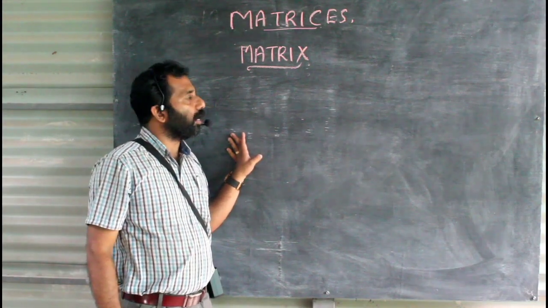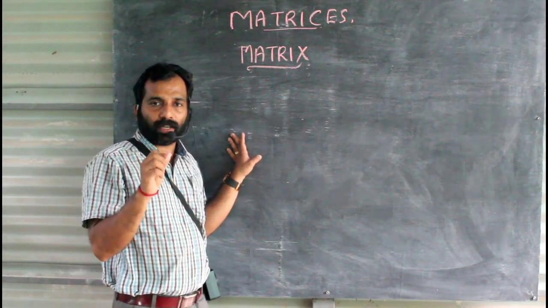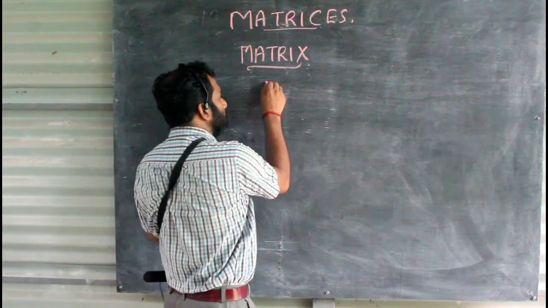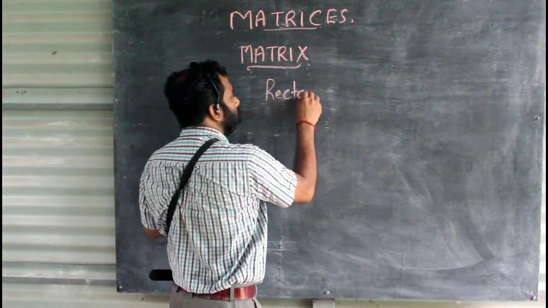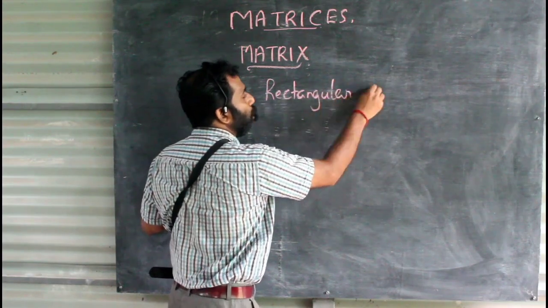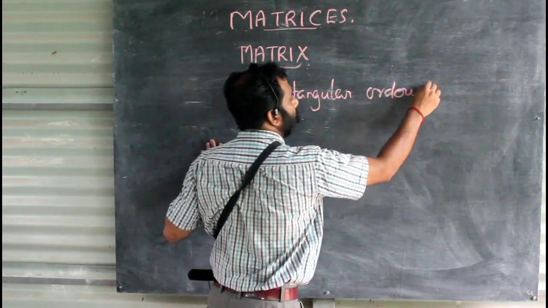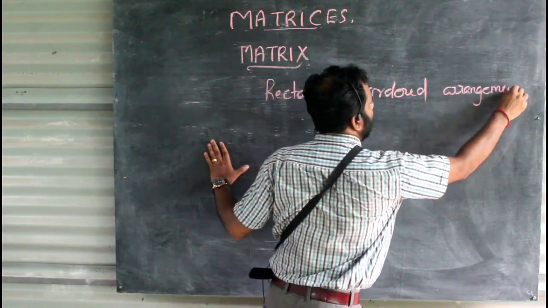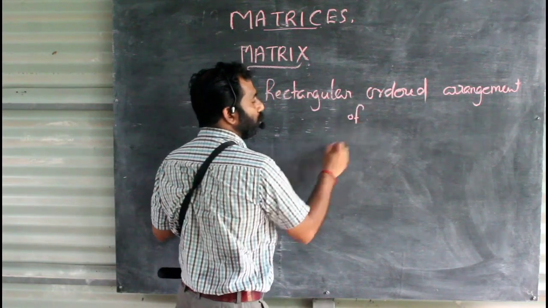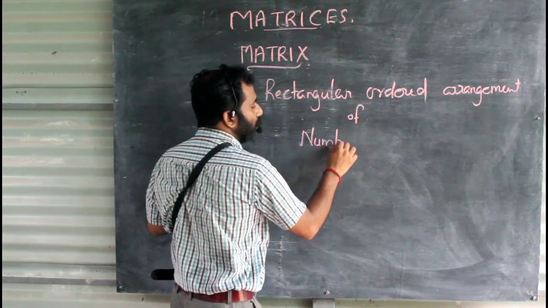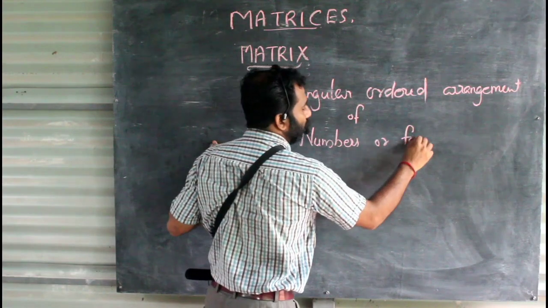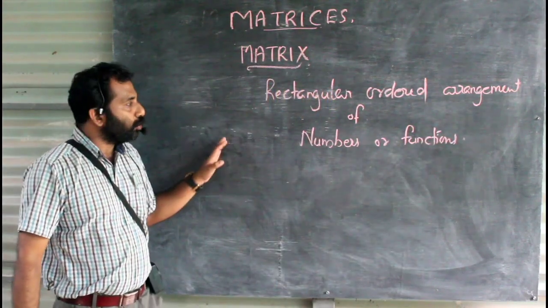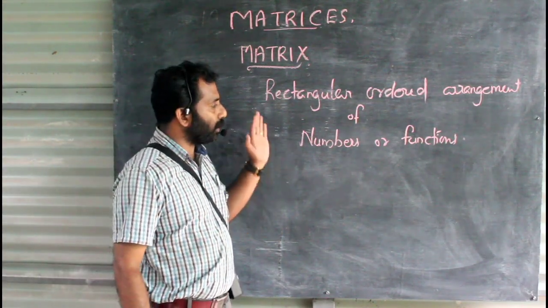A matrix is actually a rectangular ordered arrangement of numbers or functions. It is rectangular, ordered, an arrangement of numbers or functions. So rectangular means, let's consider one example.